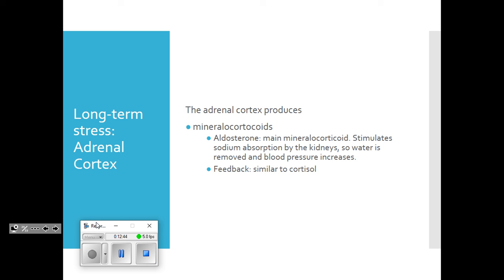Since blood is half water, reabsorbing water means that you have a greater volume in your blood vessel and it increases blood pressure. Now the feedback for this works in a very similar fashion to cortisol because it's controlled by the same pathway. Hypothalamus makes CRH. CRH stimulates the anterior pituitary to make ACTH. ACTH stimulates the adrenal cortex, and those two hormones are produced. Now, does anyone want to ask anything there?